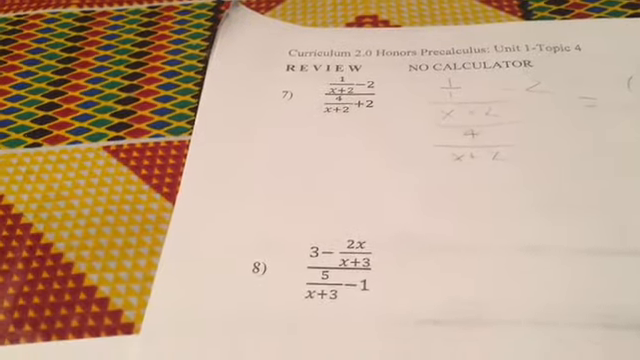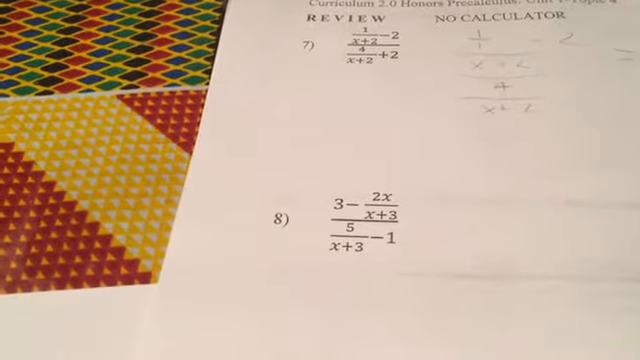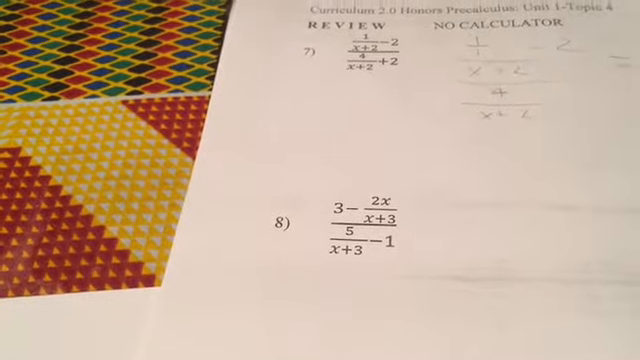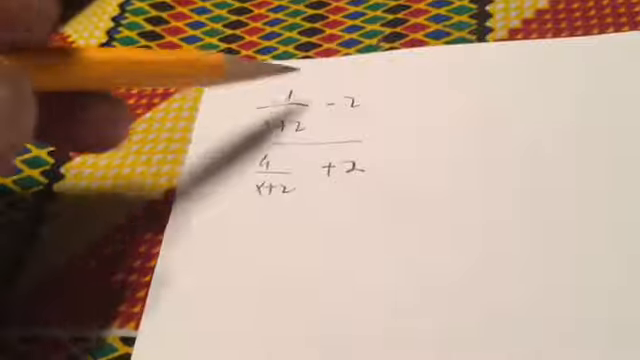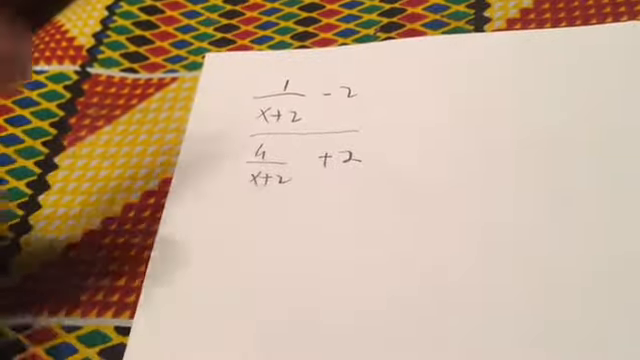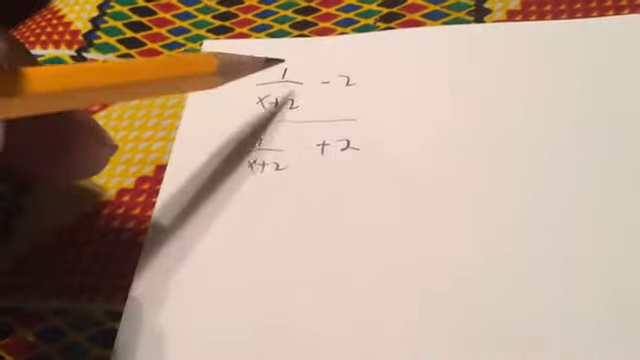So let's write down the equation. It's 1 over x plus 2 minus 2, okay? The whole thing over 4 over x plus 2 plus 2. I'm going to split this into 2. I'm going to take the numerator and the denominator apart and work on them separately. So the first thing we have is 1 over x plus 2 minus 2.